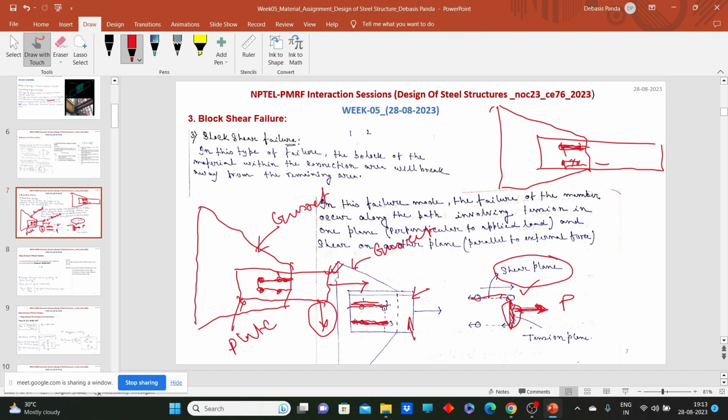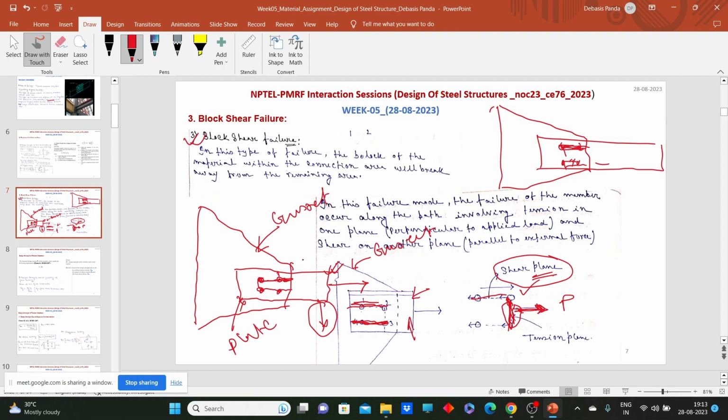So this kind of block shear failure will be associated with two kinds of planes. Just remember, two kinds of planes, this block will come out. One shear plane which is parallel to the application of load, and one tension plane which is perpendicular to the application of load. So in this kind of block shear failure, the entire block will come out.